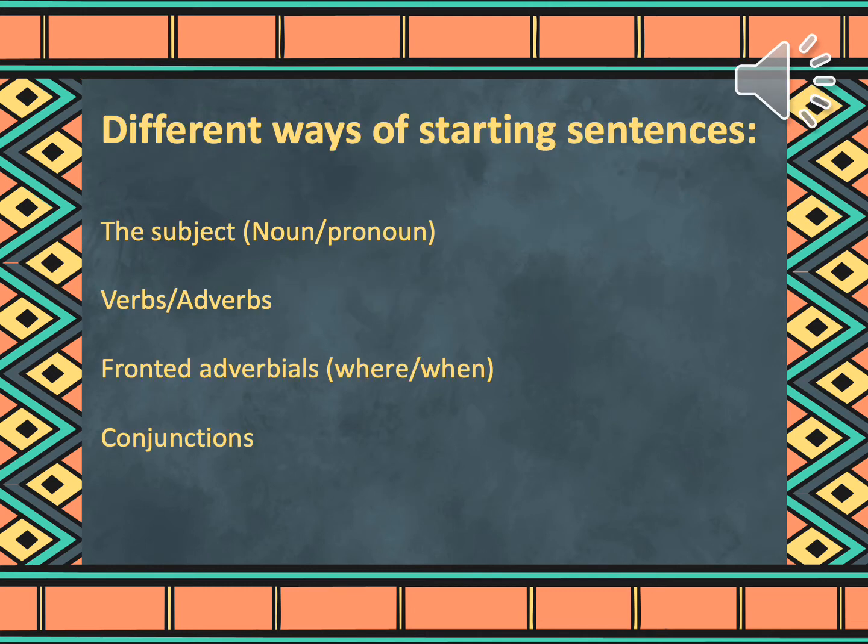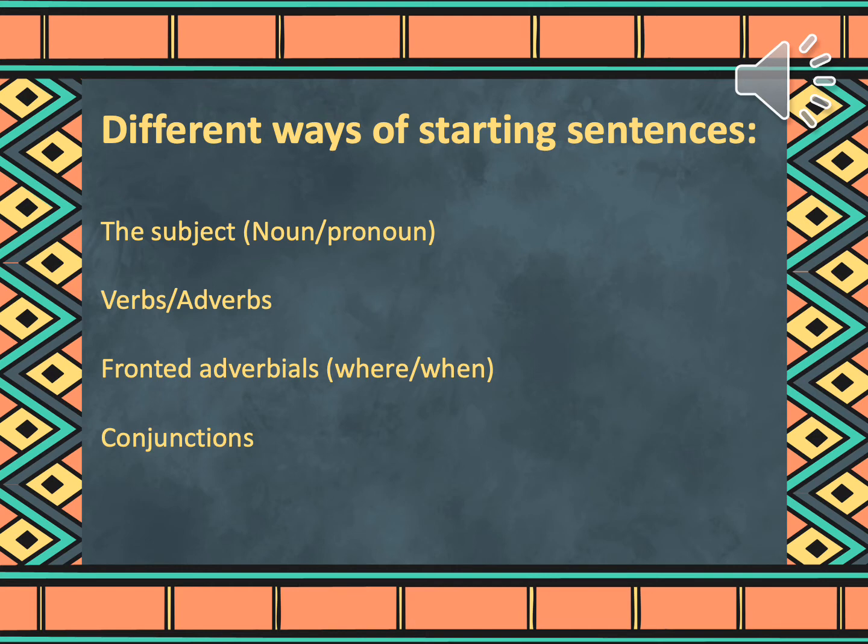So to make sure that we're varying our sentences and it's enjoyable for the reader and doesn't get boring, we need to think about starting our sentences in different ways. So here are a few different ways that you could start your sentences. So you could start it with the object or the person, the noun or pronoun. Okay, so you might start it with the men, Tepiu, the gods. Okay, so that's your subject.